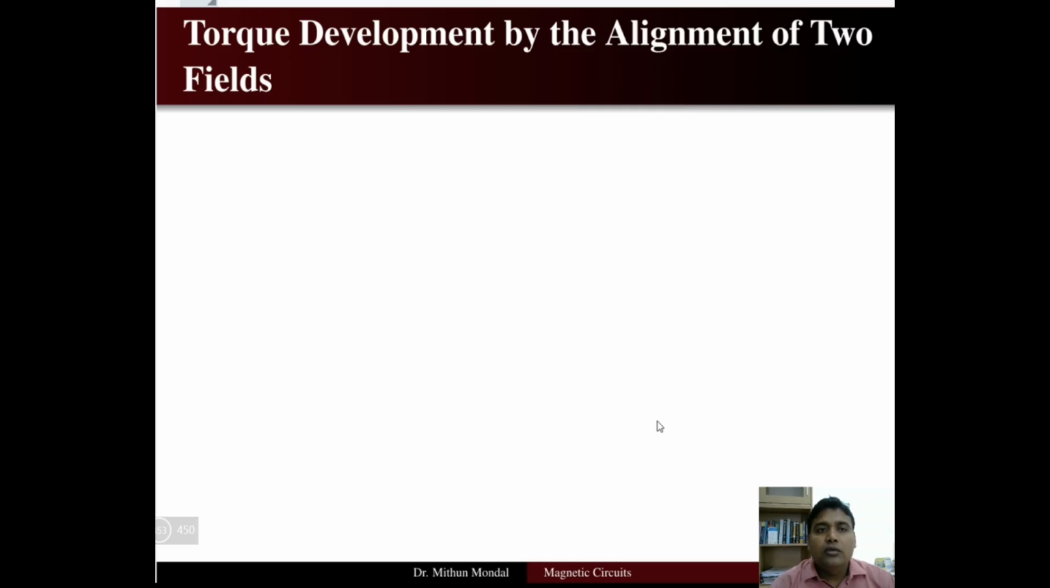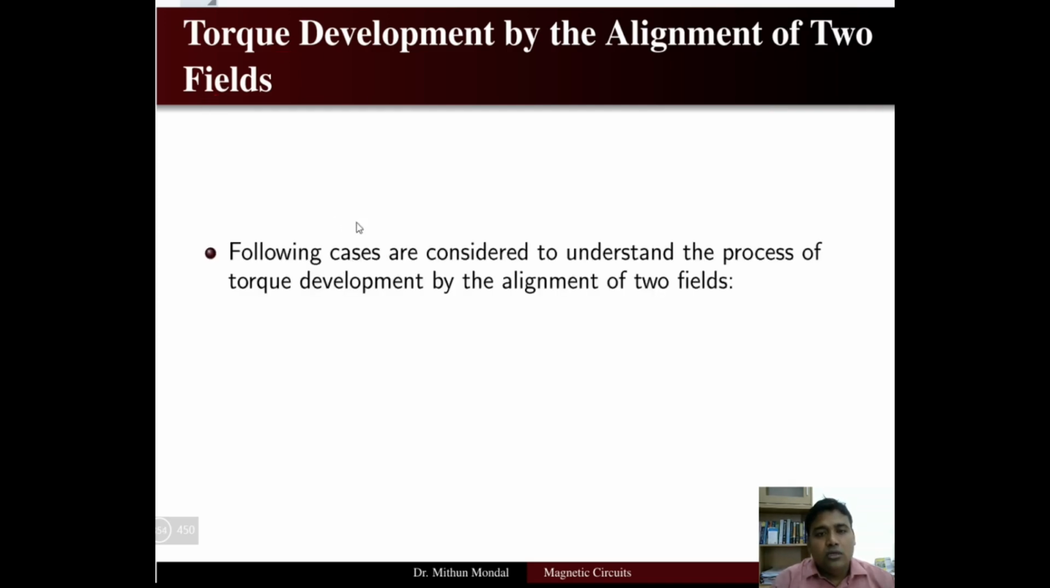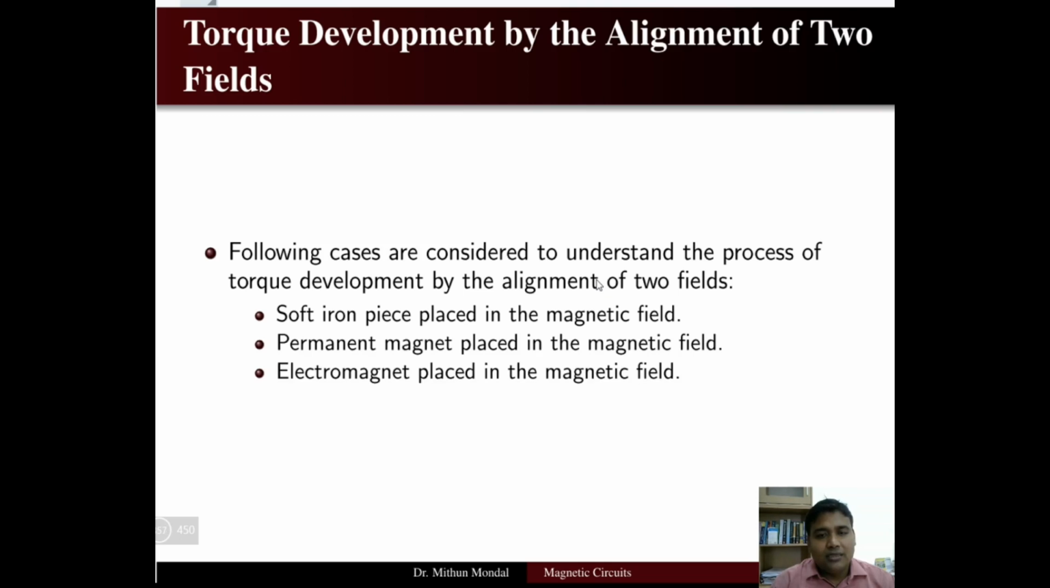The next topic that we are going to discuss in magnetic circuit is basically the development of the torque. So the torque developed by the alignment of the two fields. Now, in order to understand the process, we will be assuming some cases which are due to the torque development by the alignment of the two fields. So the cases that we will take are three.